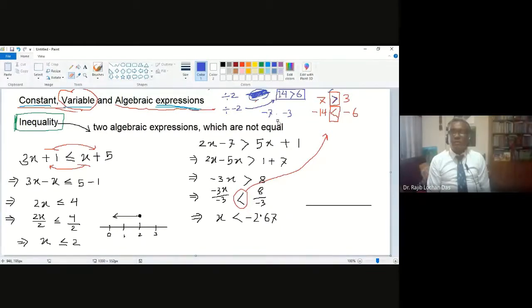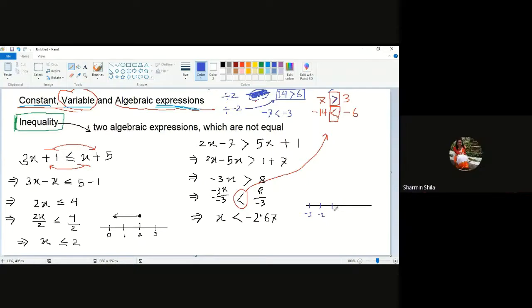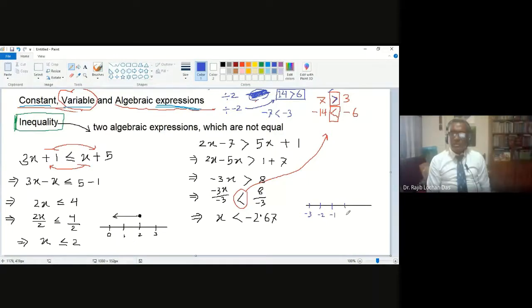That means every time you multiply or divide by a minus number, the sign will change. So this change is coming, and x is less than -2.67. Less than -2.67 means it is -3, it is -2, it is -1, and then it is 0, then it is 1, like that. So what is the position for minus 2.67? This is actually here. That is the minus 2.67.